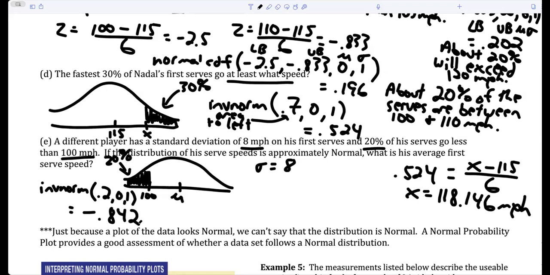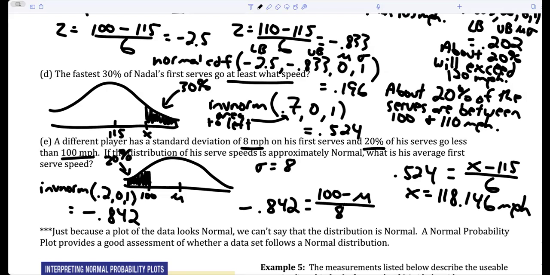Okay, so now I can set up an equation. So I've got negative 0.842 equals x, and x in this case is going to be 100. That's the information that they gave me. Minus the mean, which is what I'm looking for, so minus mu, divided by the standard deviation, which is 8.